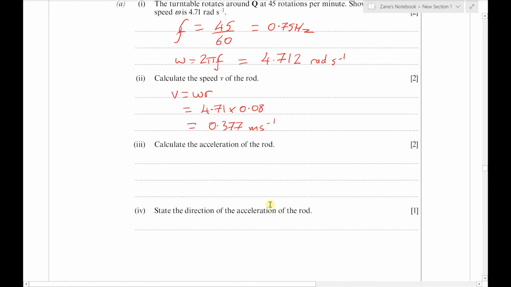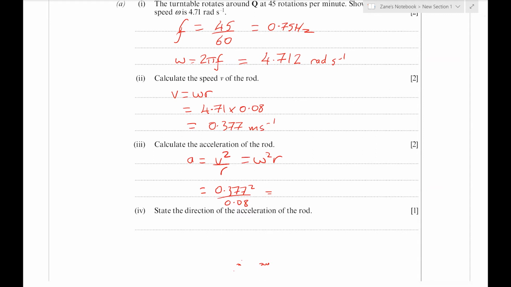To calculate the acceleration of the rod, again this is a straightforward question. We have various formulas for acceleration. We have v squared divided by r, or omega squared r. Personally, because I've got v as the last answer on the calculator, I'm just going to use the v squared over r version. But I've already stored omega in the calculator's memory, so I could have used that as well. And that gives us 1.78 meters per second squared.